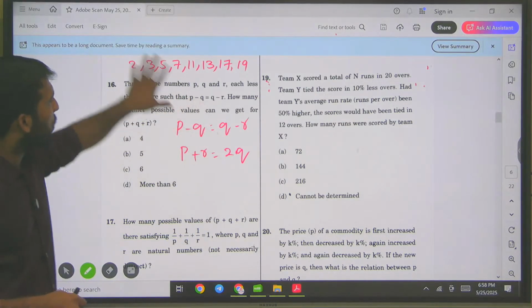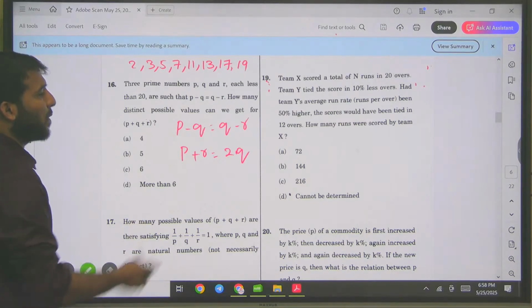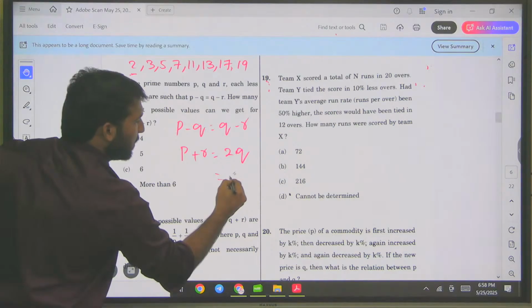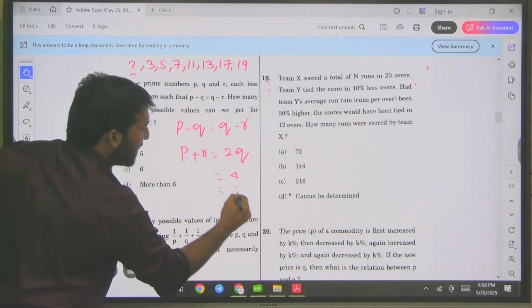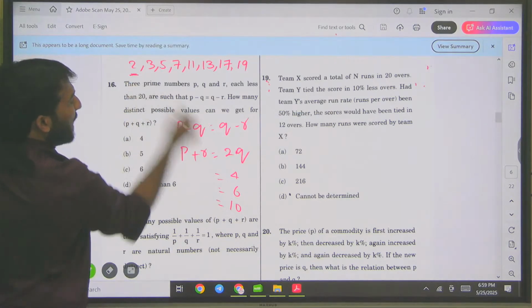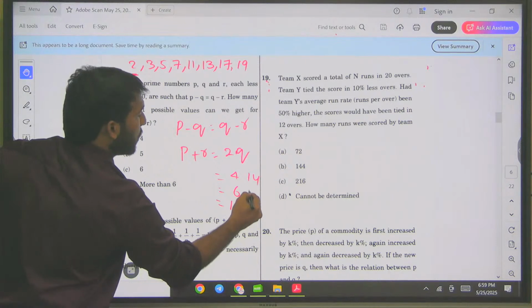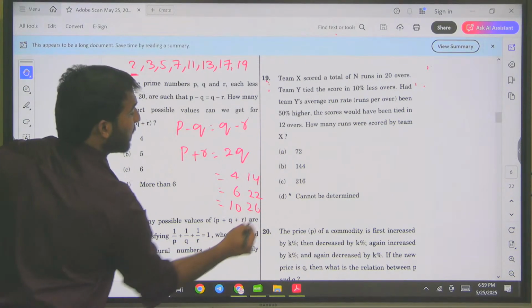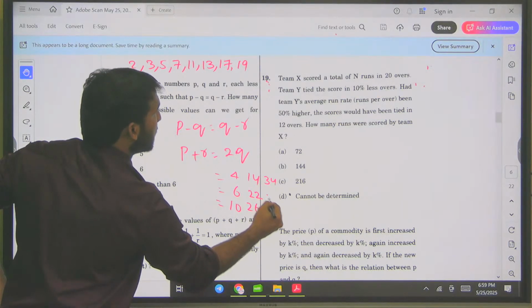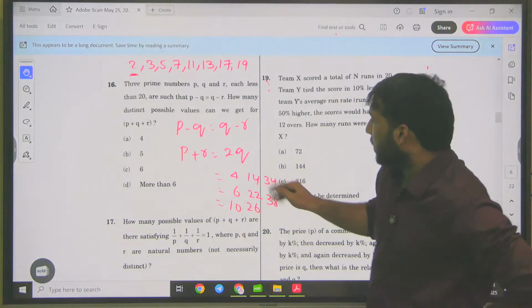I can take whatever value, but I should get distinct possible values. Let's consider 2 into 2, which is 4; 2 times 3 is 6; this can be 10. I am multiplying 2 with every number: 14, 22, 26, 17 twos are 34, 19 twos are 38. Totally I am getting these values.